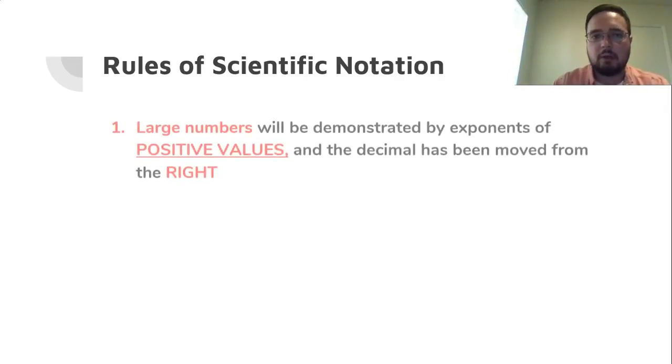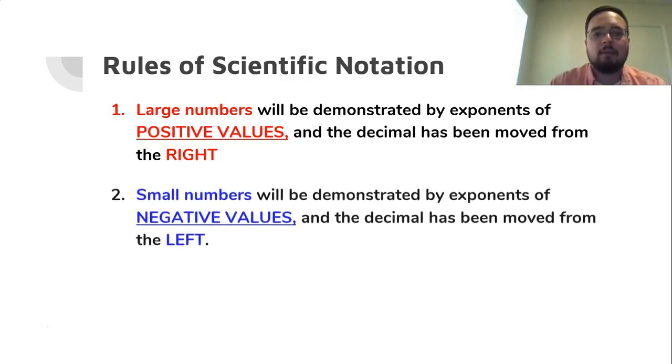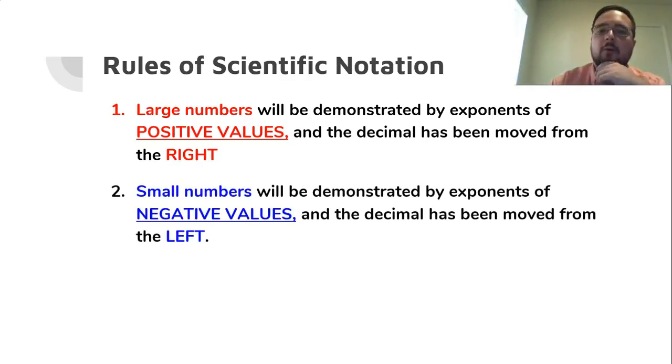So, the rules of scientific notation. First rule, large numbers will be demonstrated by exponents of positive values. So that 10 to the 8th meant a positive, larger value: millions, billions, trillions, and so forth. And the decimal has to be moved from the right-hand side, so we went from right to left. The second one is that small numbers will be demonstrated by exponents of negative values. So again, it's the vice versa of that. Instead of moving the decimal to the left, I'm moving it from the left to the right, so those numbers will be negative on the exponent.